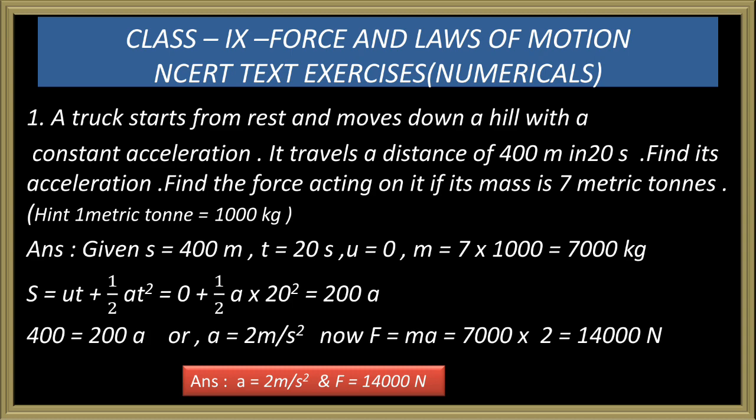So here distance is 400 meter, time 20 second, u equal to 0 and m equal to 7000 kg. Using the formula s equal to ut plus half at square, after putting the values of u and t, we get a equal to 2 meter per second square. Now to find the force, we can use the formula F equal to ma. Here m is 7000 and a is 2. So the force is 14,000 Newton.